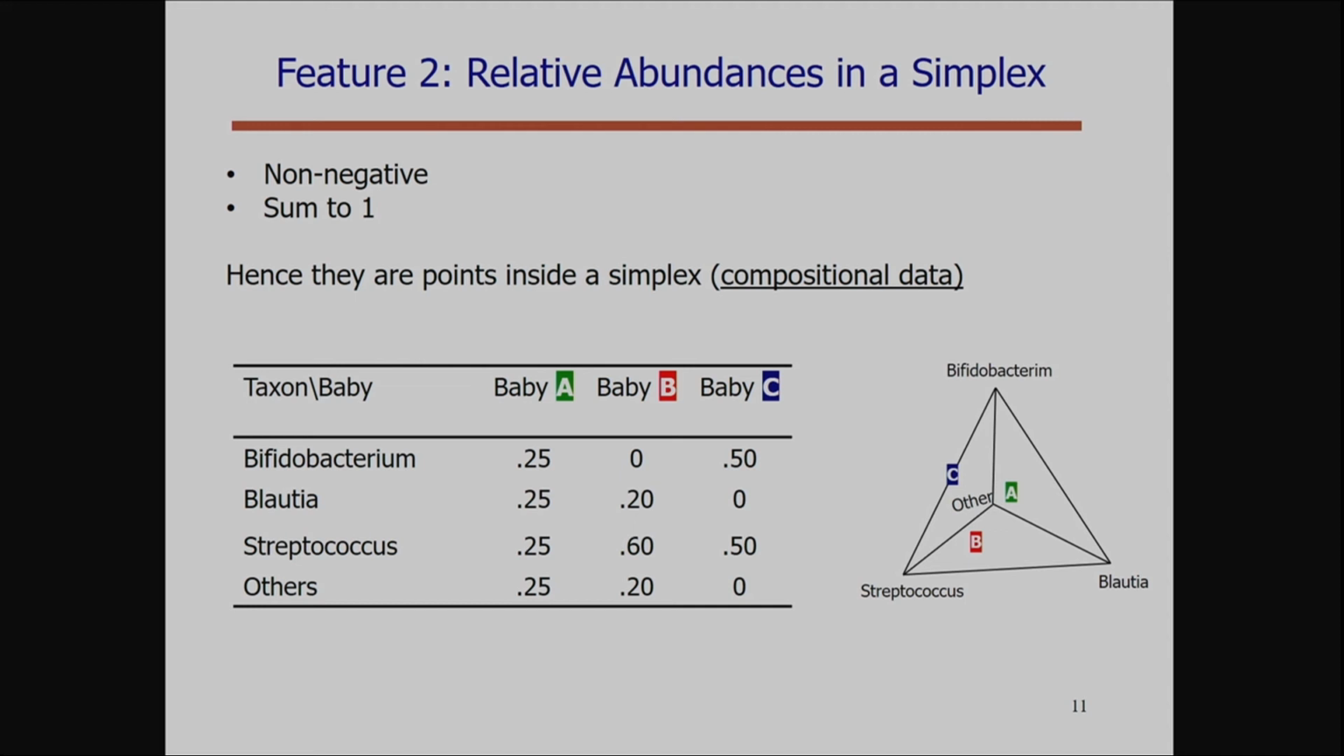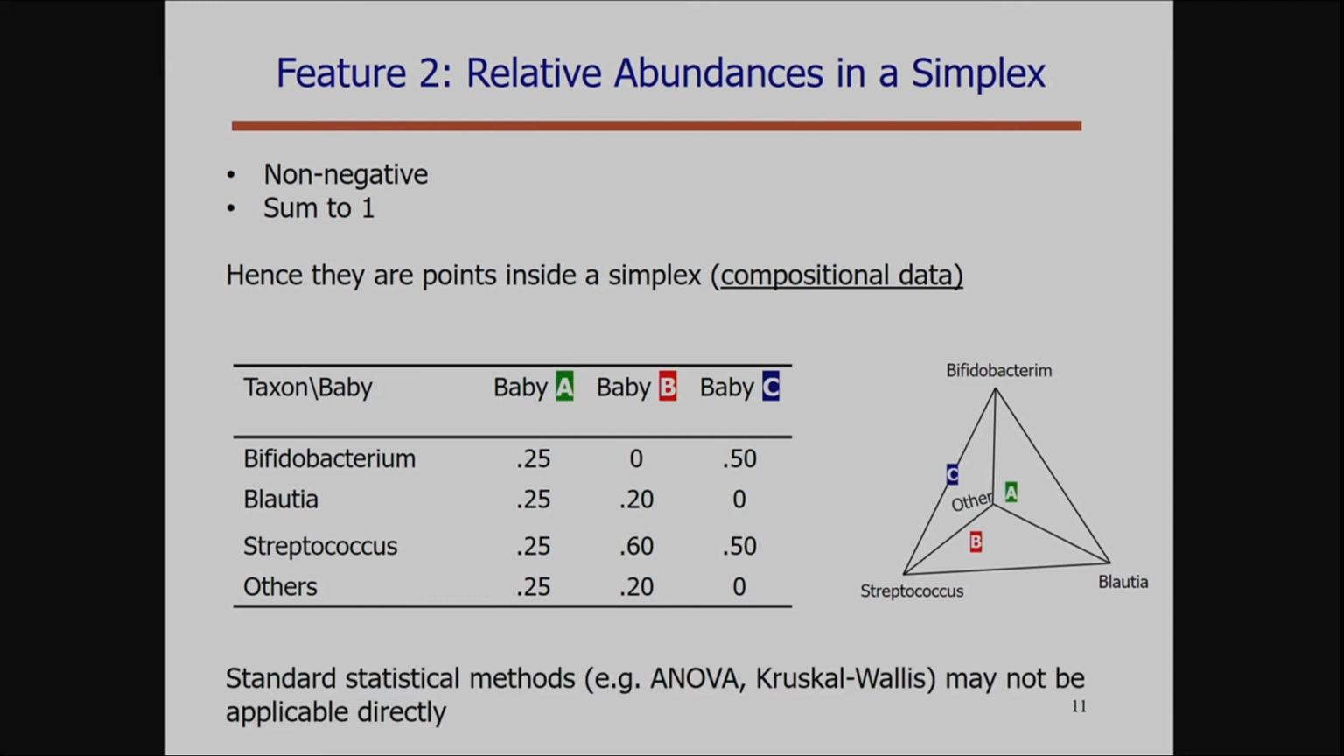So we will have three babies here, baby A, B, and C, and baby A has equal proportions of the three different bacteria in the other group. Baby B has none of the bifidobacterium but has 20%, 60% and 20% of the other three bacteria, and so on. So these are adding up to 100%, and they lie inside a simplex.